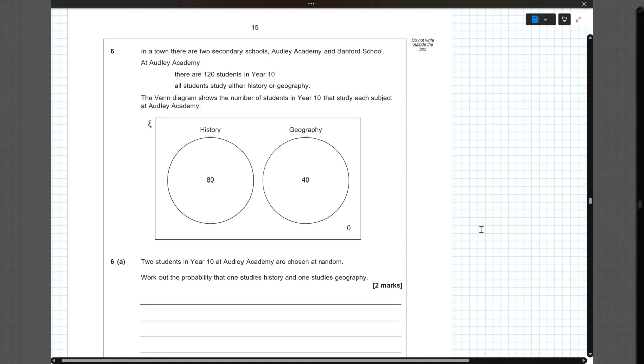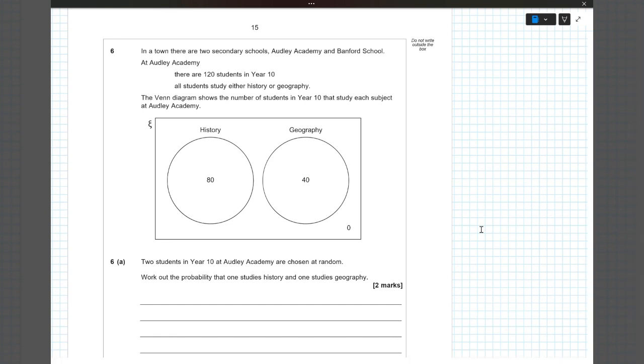So, in a town, there are two secondary schools, Audley Academy and Banford School. At Audley Academy, there are 120 students in Year 10. All students study either history or geography, and hence why the Venn diagrams don't overlap. The Venn diagram shows the number of students in Year 10 to study each subject at Audley Academy.